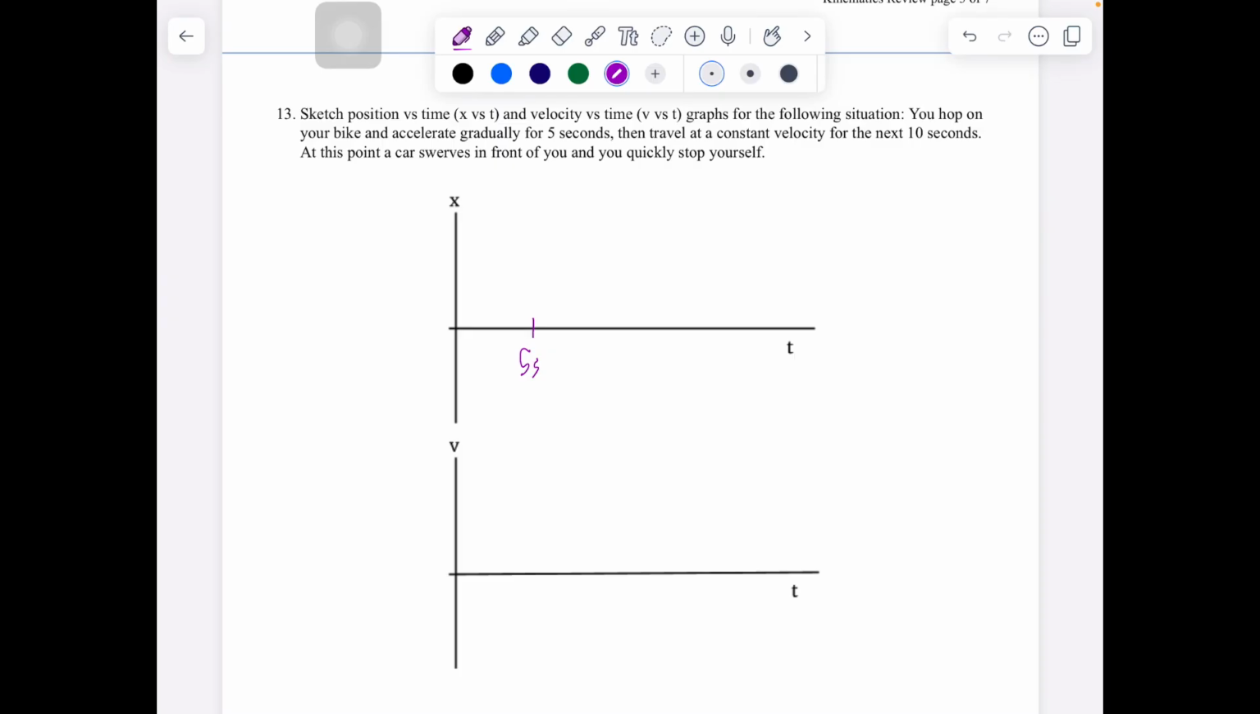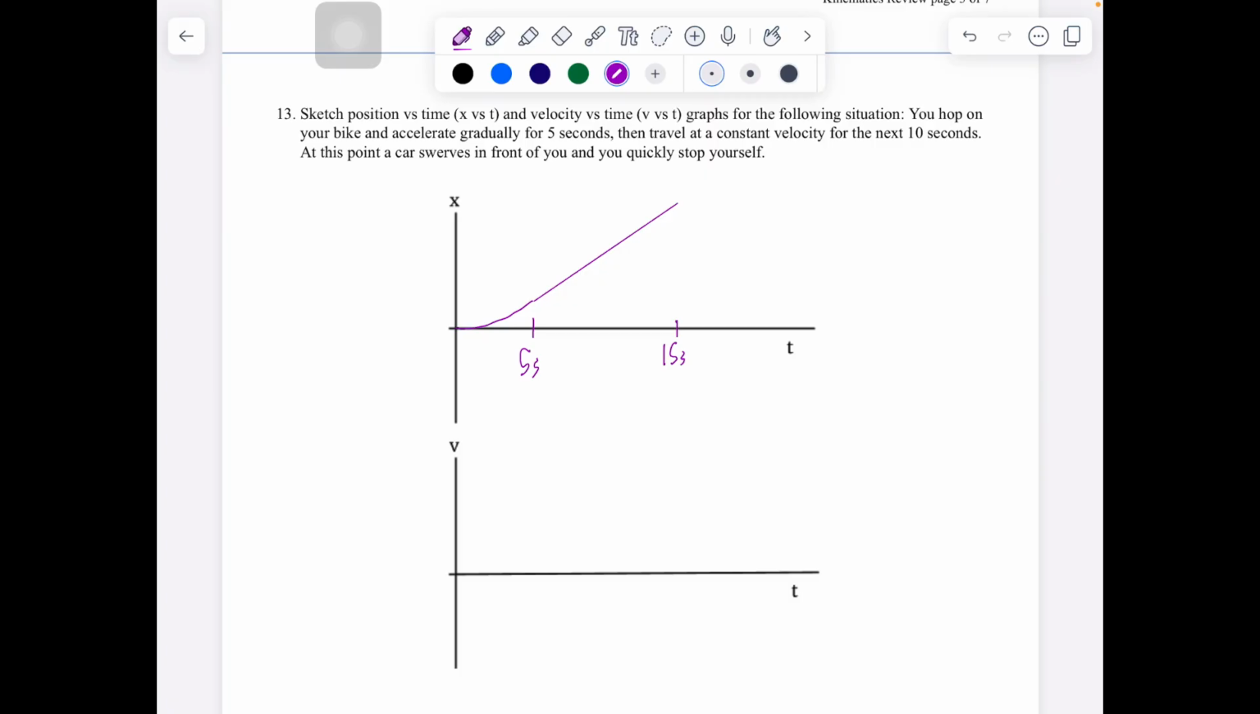Accelerating gradually looks like this. We're getting steeper. We're speeding up. Then you travel at a constant velocity for the next 10 seconds. I may have made my graph a bit too steep. Let's make it less steep so we can actually maintain this velocity. There we are. Because now, if we're going all the way out to 15 seconds, we need to keep this a straight line, like so.